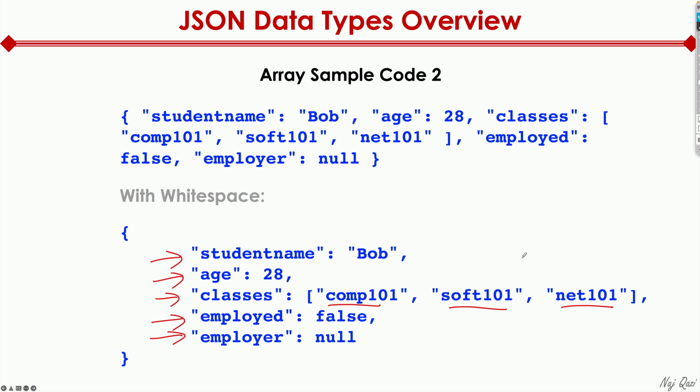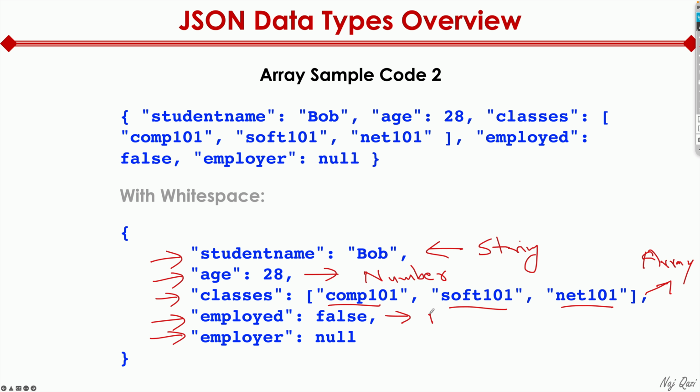Now, one interesting thing about this example for you guys is, check this out. We have all the different data types covered here. We got the string data type. We got the number data type. We got an array here.